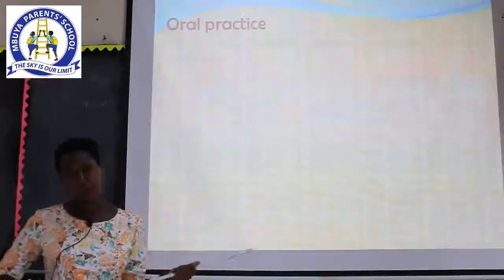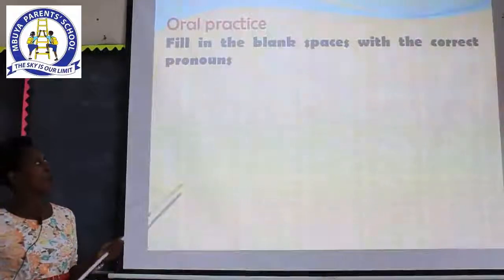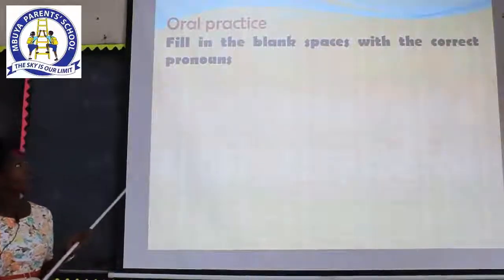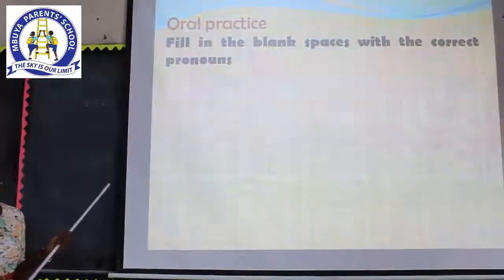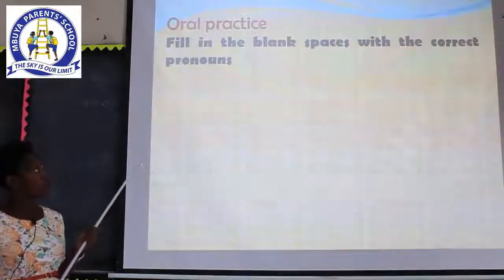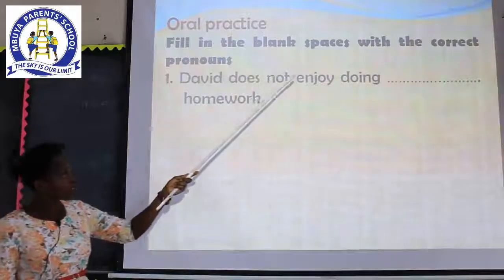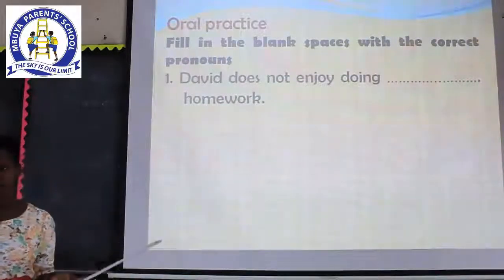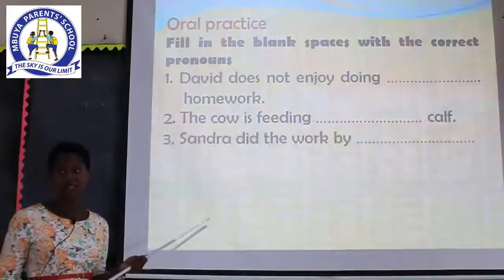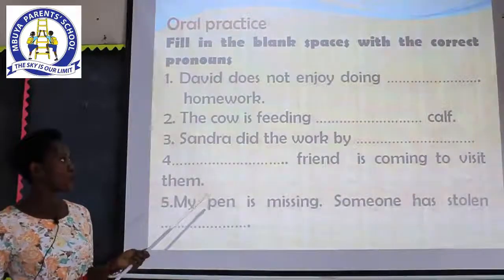I want you to look at the examples here in our oral activity. I want you to do this work for me. We are going to do it together. Fill in the blank spaces with the correct pronouns.